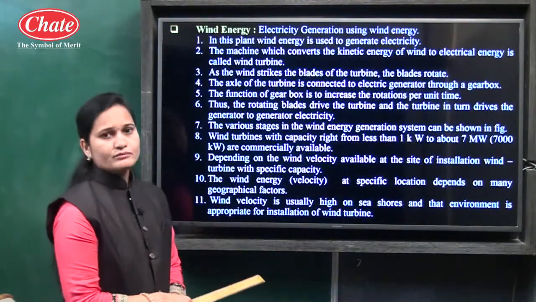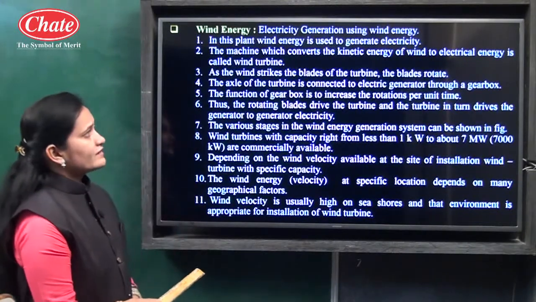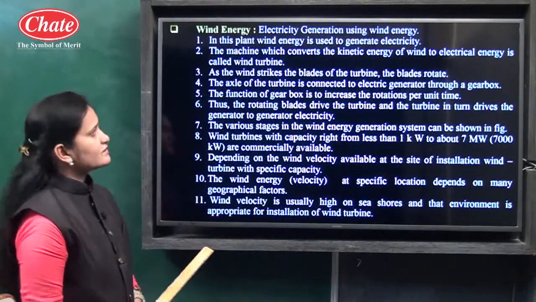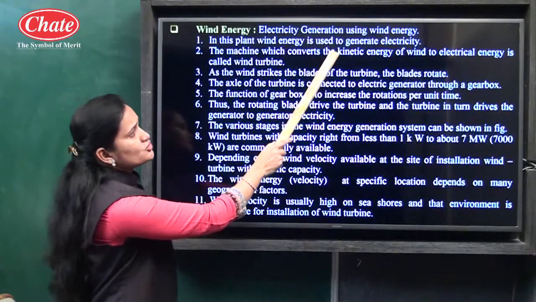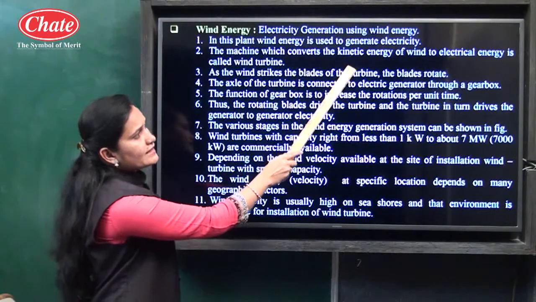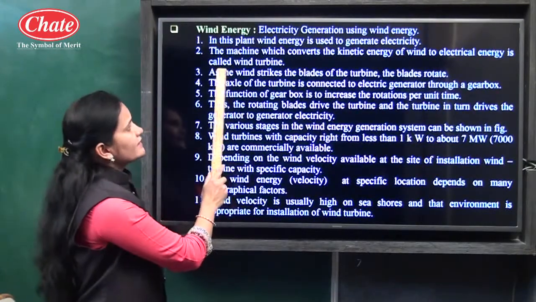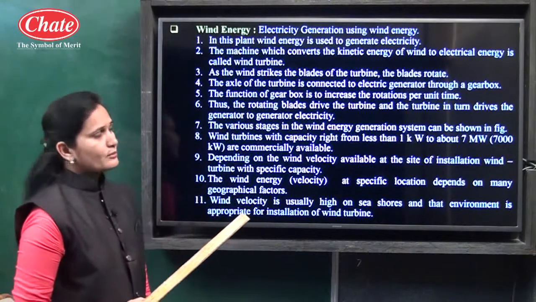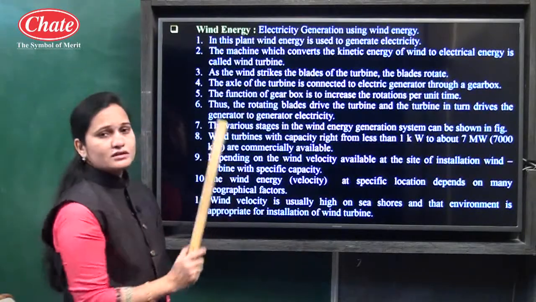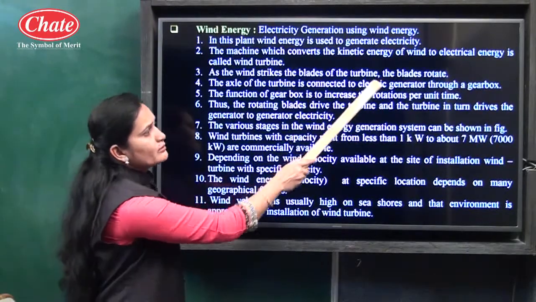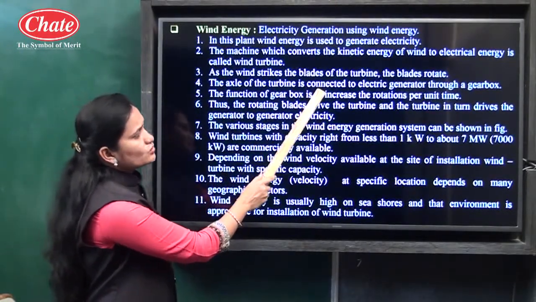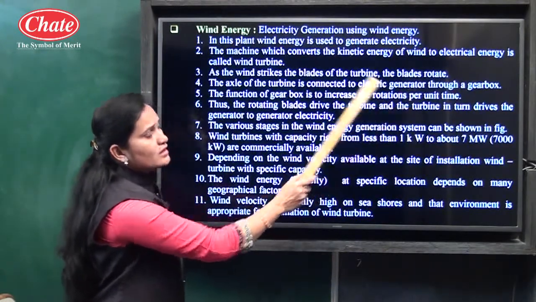Now let us see the power plant based on wind energy. Here we will discuss electricity generation using wind energy. In this plant, wind energy is used to generate electricity. The machine which converts the kinetic energy of wind to electrical energy is called a wind turbine. As the wind strikes the blades of the turbine, the blades start to rotate, and the axle of the turbine is connected to the electric generator through a gearbox.